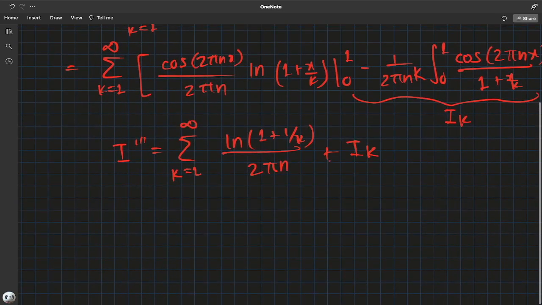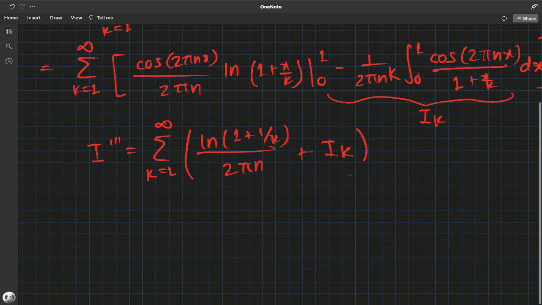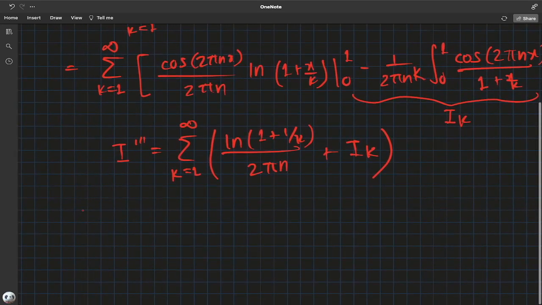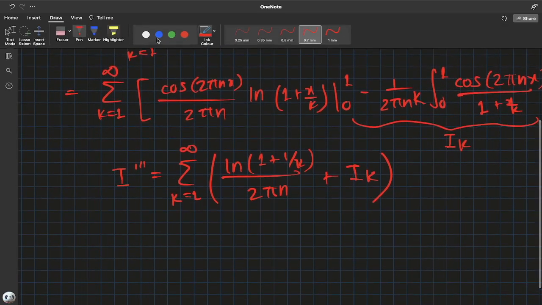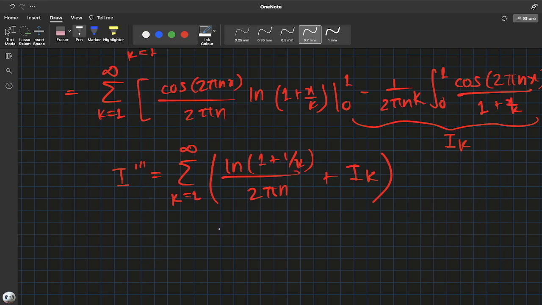Now I sub k is without the sum, so I sub k must be summed. Okay, now it's time to do I sub k. Maybe I should choose a better color. Let's see. Yes, okay, white is fine.